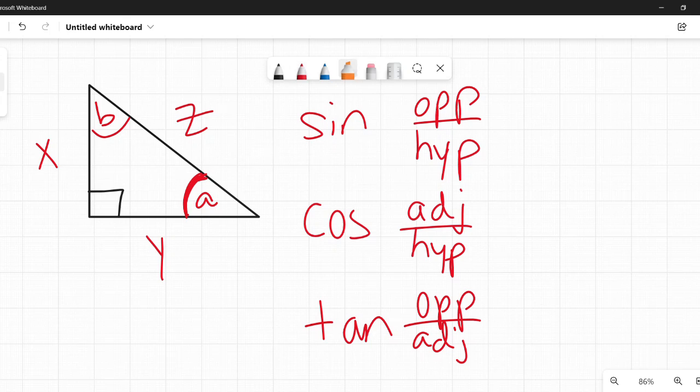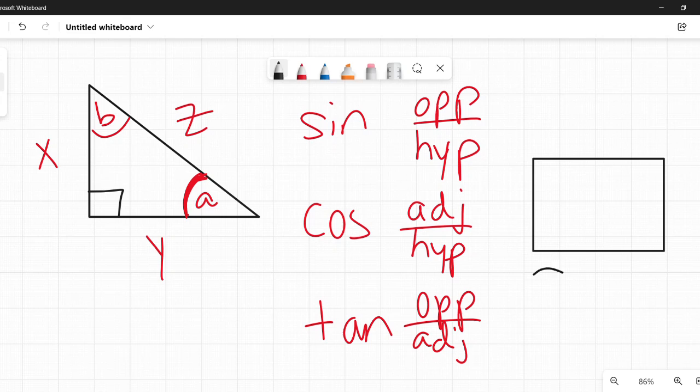So first, hypotenuse. Hypotenuse is always going to be the longest side, and that side is always going to be the one opposite the right angle. So it's over there, it's opposite the right angle, it's the longest side. That is always the hypotenuse. Opposite and adjacent are going to change depending on your perspective.